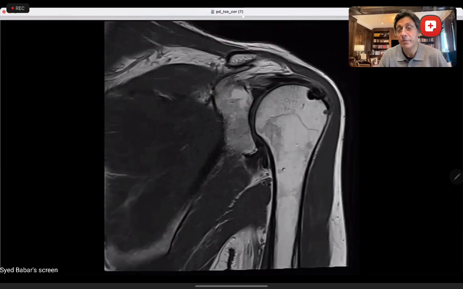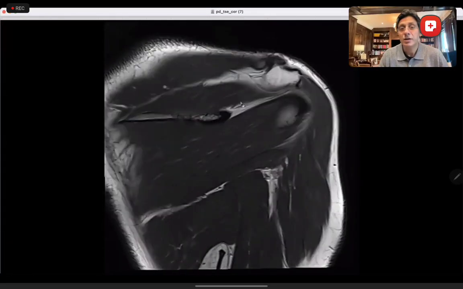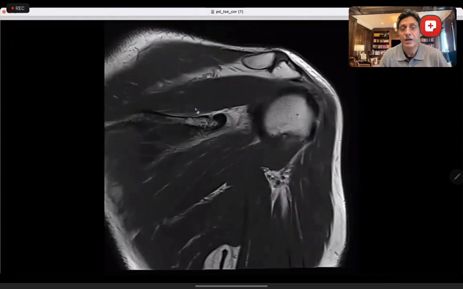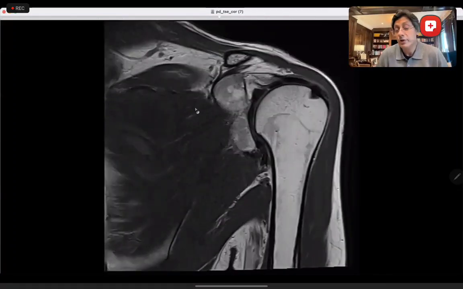How does the marrow look? Not bad. These are residual marrow patches, the red marrow patches. Looks pretty good. No fat atrophy. Okay. So we pretty much followed the same things that we discussed, quickly this time.